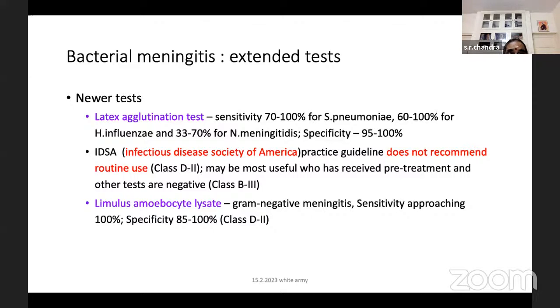Limulus amoebocyte lysate, that is also not routinely recommended. So the fifth sample is kept for these less recommended investigations. That is for gram-negative meningitis, and sensitivity is nearly 100%. But it is very rarely available in the rural medical colleges, leave alone rural hospitals. So it is all for the fifth sample only.